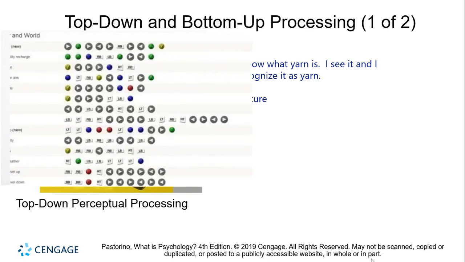Let me show a younger version of this. If you're young, there's a chance that you know what those are. If you're a little bit older, or if you just don't play video games, you may not know what that is at all. Those are just cheat codes. Again, this is top-down processing.